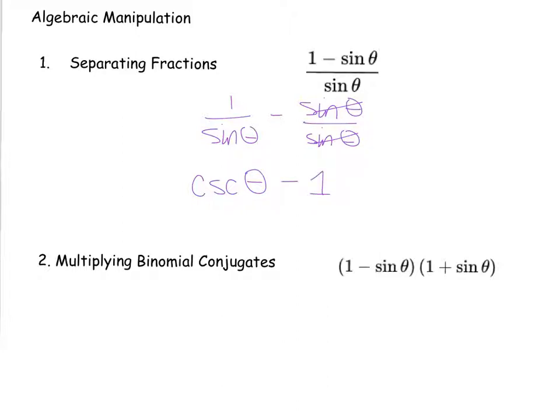Okay? The next one, multiplying binomial conjugates. Conjugates means I have a binomial, that's two terms. One of them's minus, one of them's plus. They match exactly. One minus sine theta, one plus sine theta. The two terms are the same. The sign in the middle is different. Those are called conjugates. This is going to be what you may recognize from algebra.